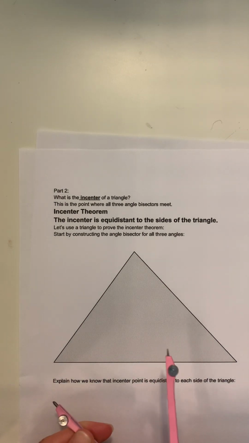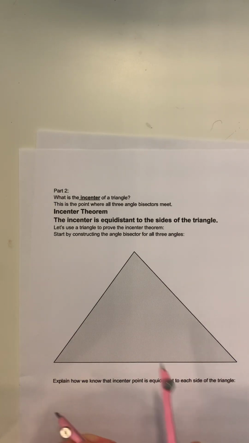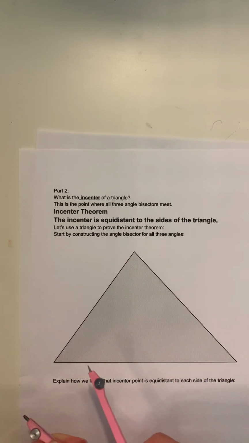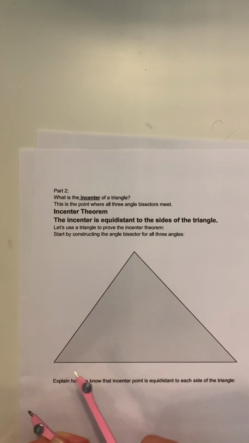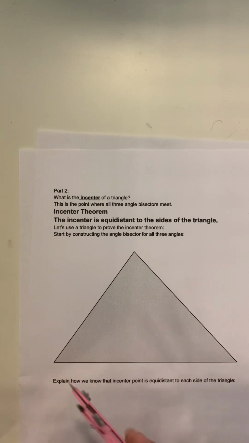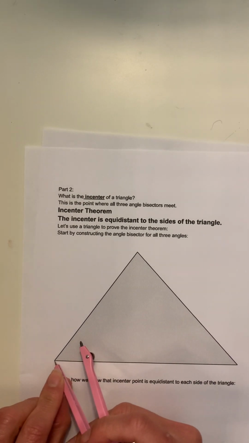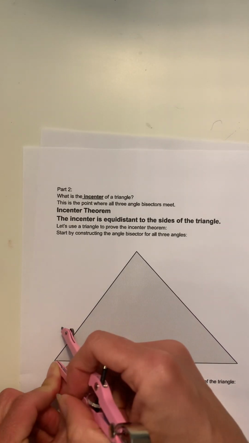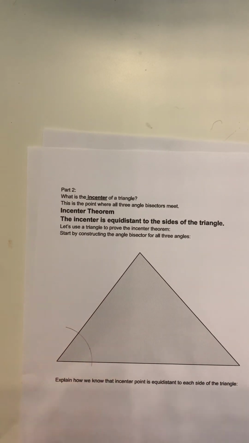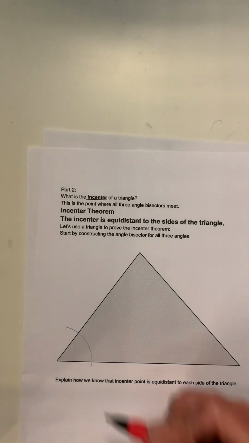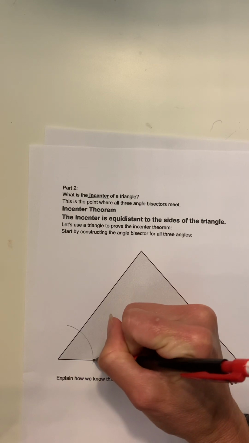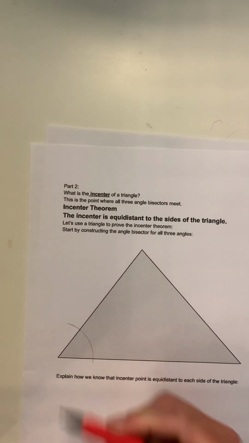Let me refresh your memory. How do you do an angle bisector? You need to put the point of your compass on one of your vertices, on the vertex of the angle. And I'm making a little arc. The only reason I'm making this arc, the whole point of it, is so that I can find this point and this point. Those are both the same distance from my vertex.